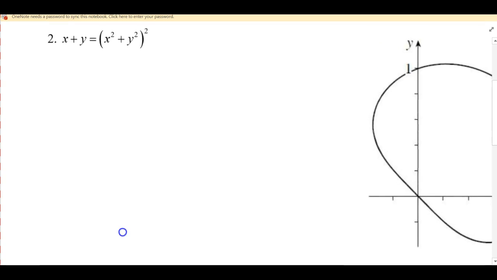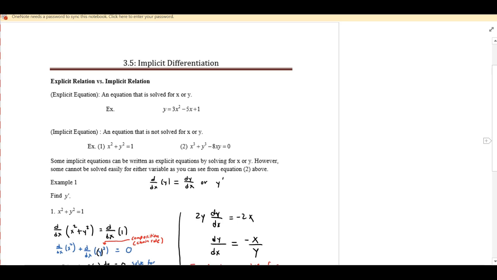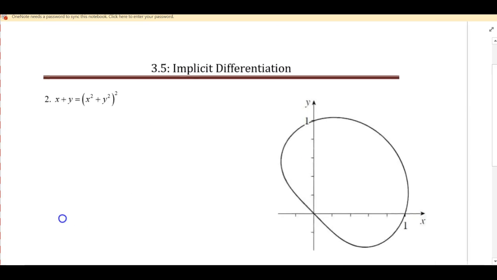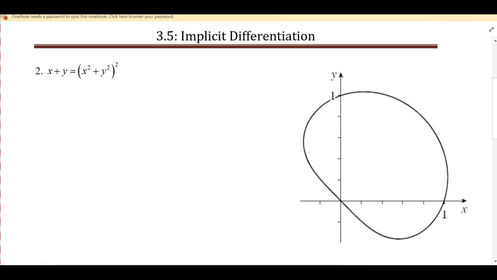So here we have an implicit equation. Make sure I finish that first. Okay, coming back. And I went ahead and sketched the curve. I went ahead and graphed it for you. So that's the graph of that equation.